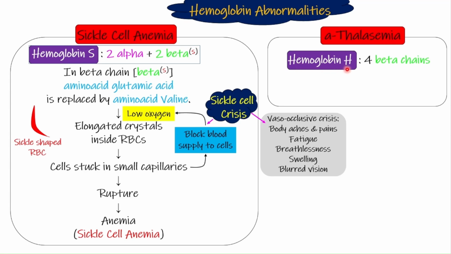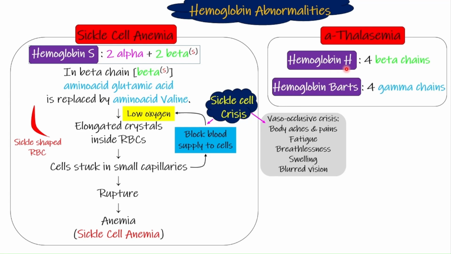The structure of hemoglobin H has 4 beta chains. It is not 2 alpha chains and 2 beta chains. The alpha chains are missing, and all of the 4 chains are beta chains. And when all of the 4 chains are beta chains, this is known as hemoglobin H.